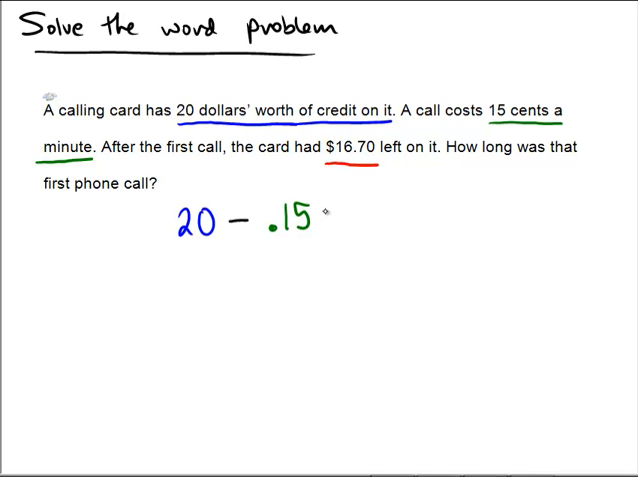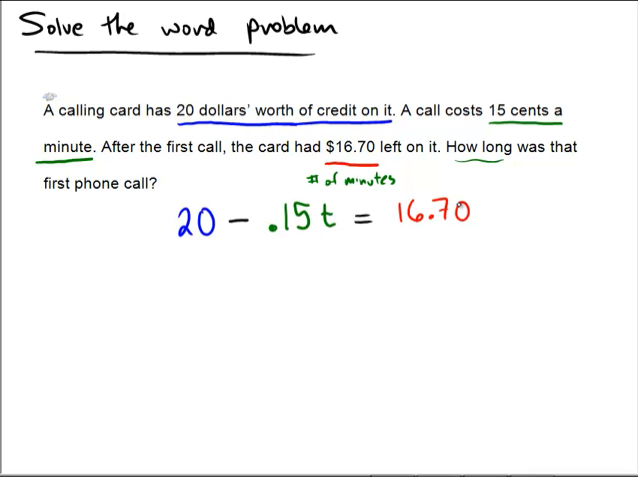So I'm going to insert a variable here because I don't know how long the phone call was. In fact, that's the goal of the problem, right? How long was the phone call? So insert a variable here. I'll use t to represent number of minutes that I'm talking on the phone. And once I do that, apparently I'm supposed to get how much money's left over, which appears to be $16.70.